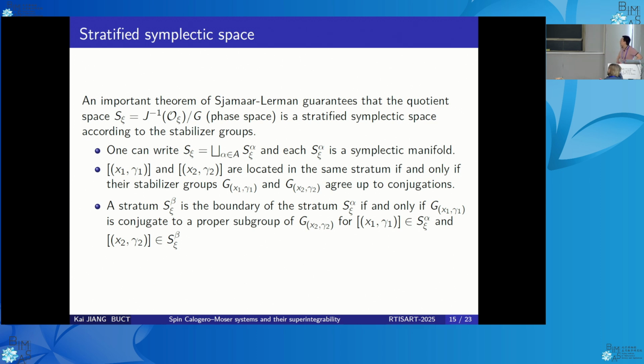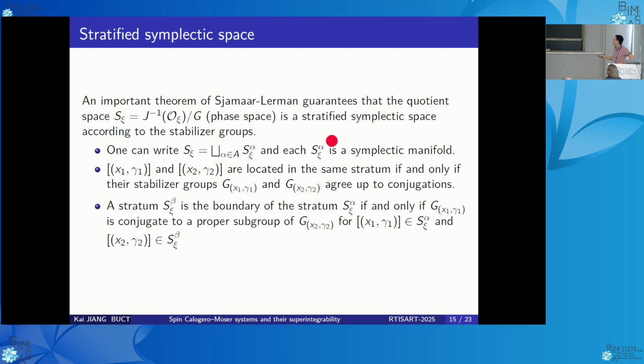An important theorem of Schwarz and Riemann in 1990 tells us that the quotient space, this one, S_C, is a stratified symplectic space. It means that each stratum is equipped with a symplectic structure, and the stratification is determined by the stabilizer group. Concretely, we can write S_C as the disjoint union of S_C^alpha.